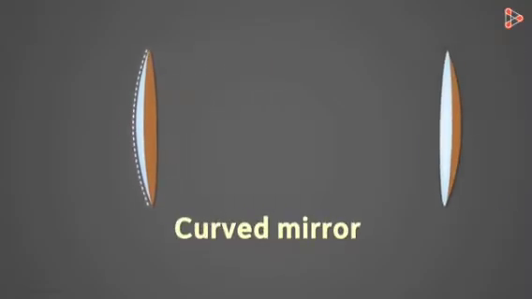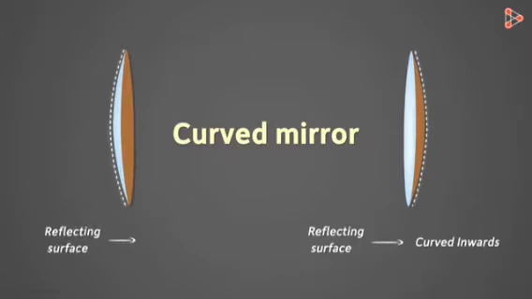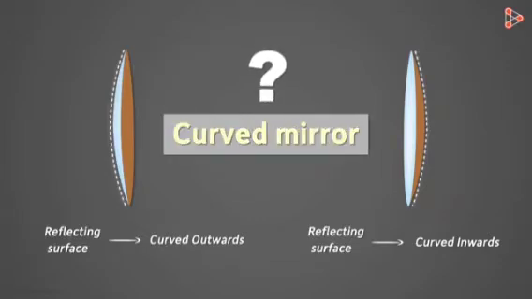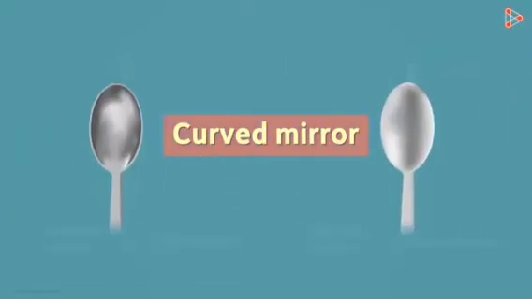What about this one? This is also a curved mirror. The difference between the two is that the reflecting surface of this mirror is curved inwards, whereas the reflecting surface of this mirror is curved outwards. Can you think of examples where you have seen curved mirrors? The shiny surface of a spoon is a good approximation of a curved mirror. A spoon has two reflecting surfaces, one curved inside and the other curved outside.